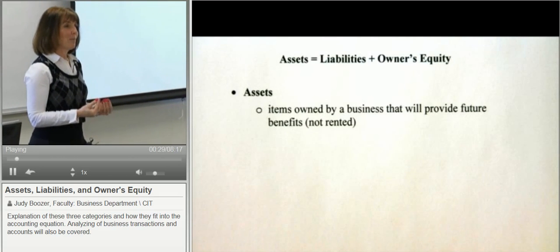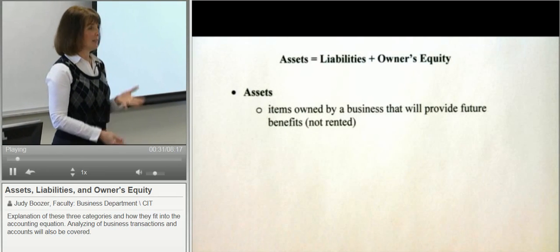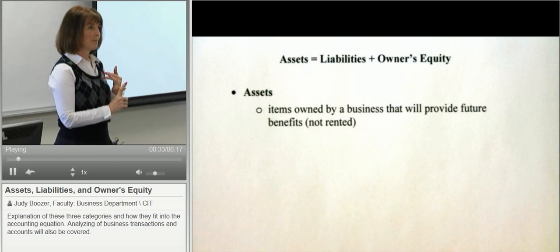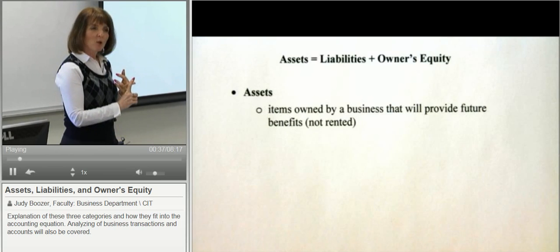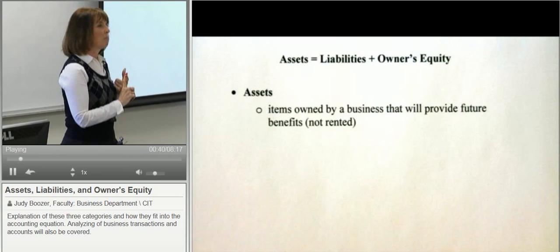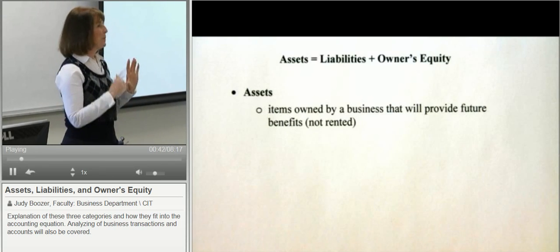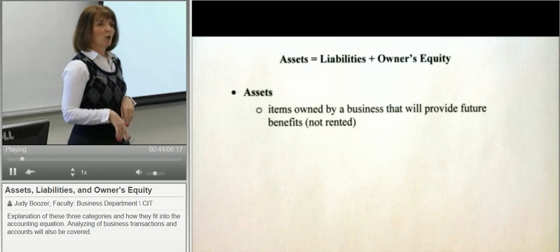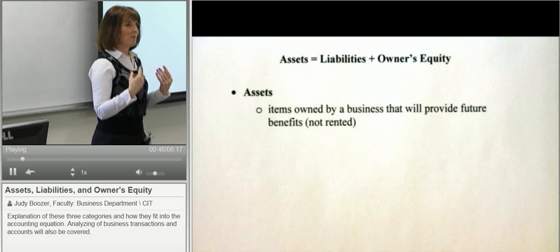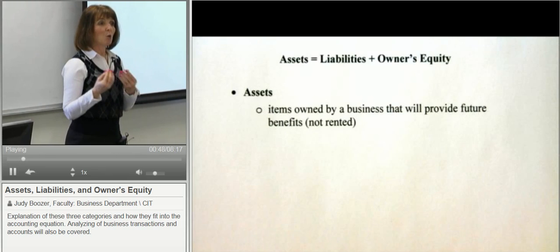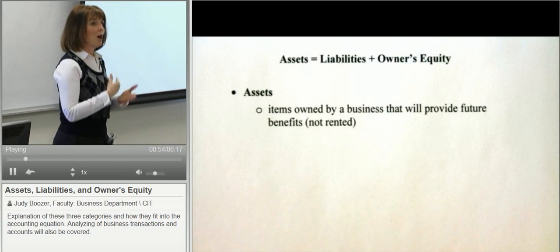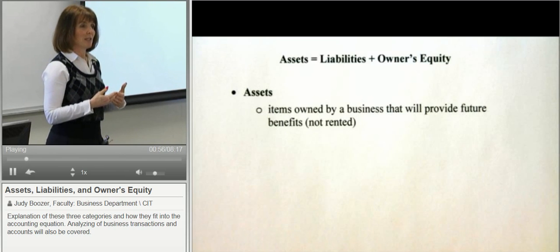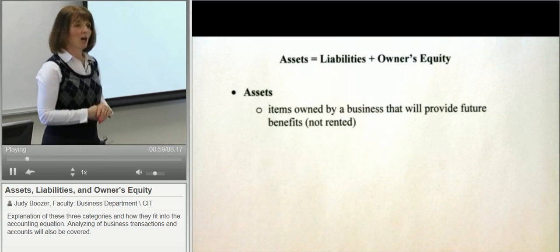And examples of that include cash, of course, property, office equipment, supplies, could be buildings, could be something called prepaid rent, because it's something of value that we're paying for in advance. These are all things of value in your business, and therefore they are called assets.